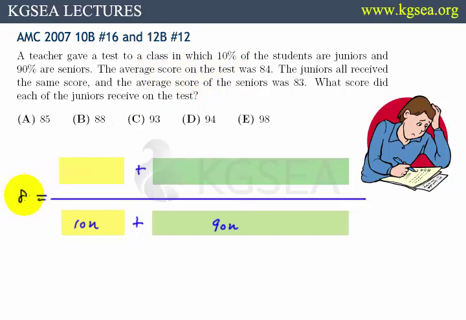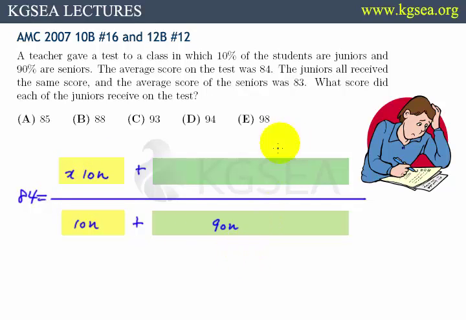This is 84. So here on the upper part, you will have the total score of everybody, and underneath you would have the total number of students, which we have here. So what was the score, each? The juniors all received the same score. Great, we don't know what they got, but they received the same score. So what was the total score contributed by the juniors? We don't know, but there were 10n of them, so you multiply them. This is the total score contributed by the juniors.